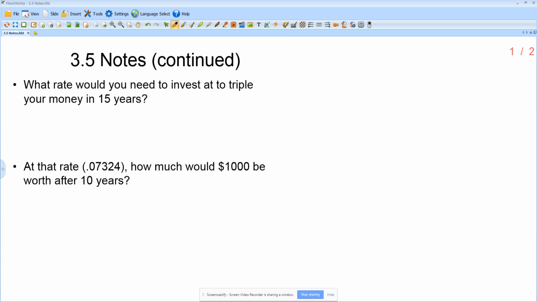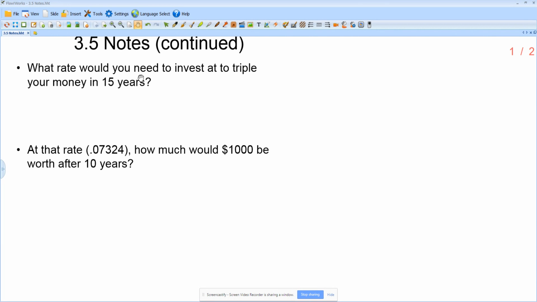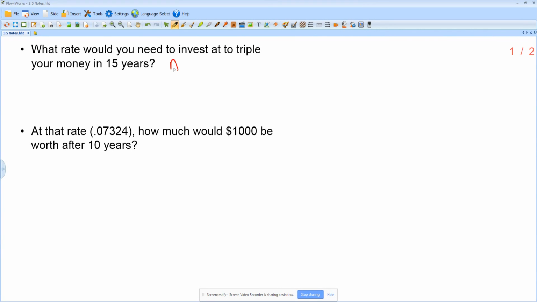All right, welcome. Just two quick slides here just to give a little bit more examples. What rate would you need to invest at to triple your money in 15 years? So I'm using A equals P e to the r times t.